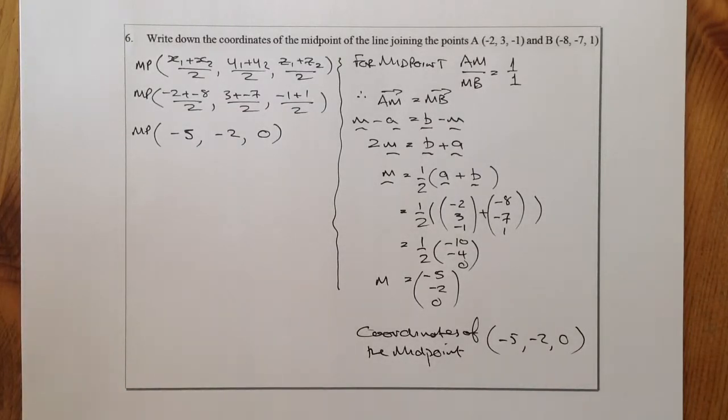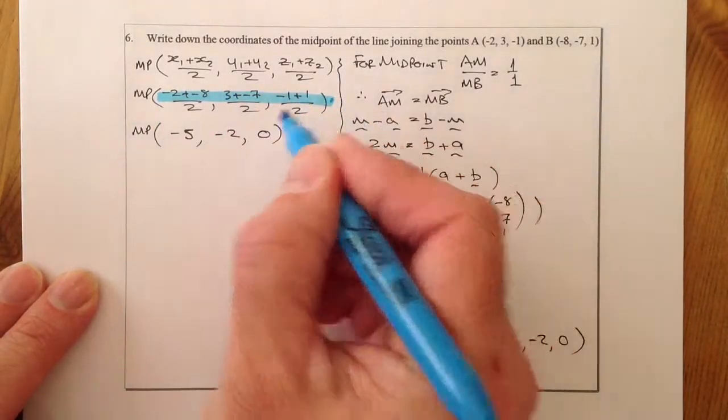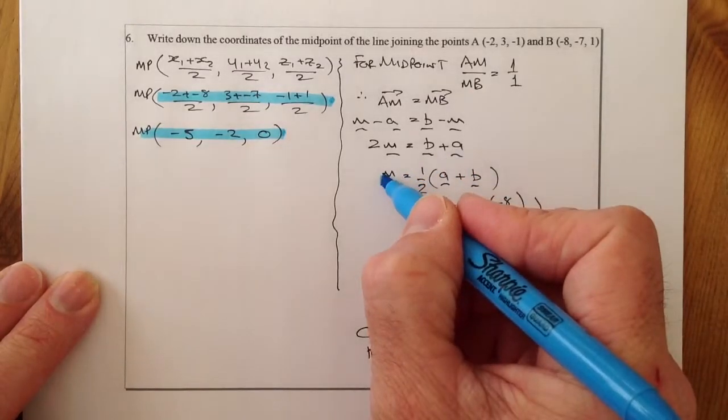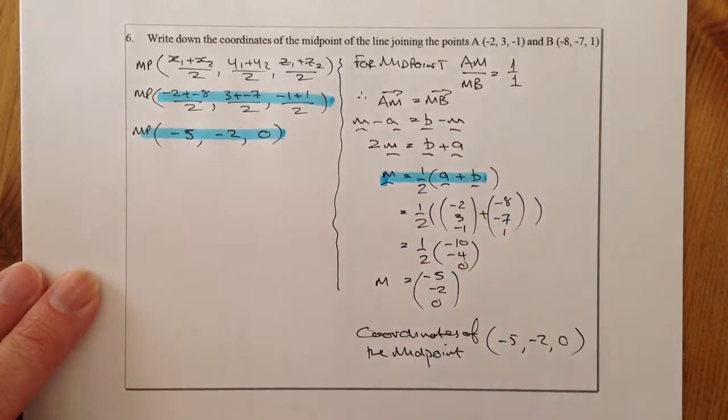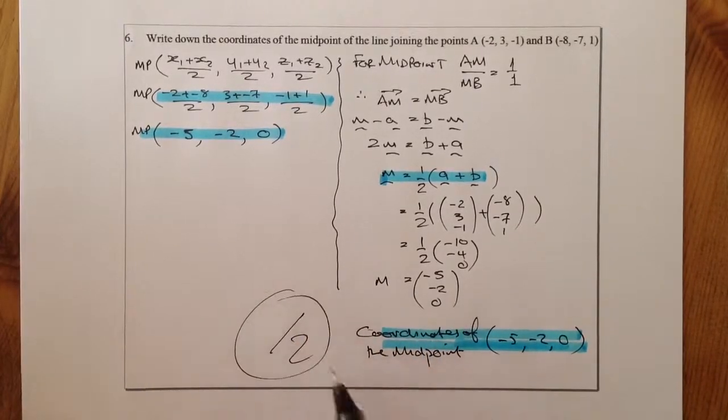So for this one here, I'm going to be a bit generous and give 2 marks. I'll give 1 mark for setting this out, 1 mark for getting the coordinates. For in here, I'll give 1 mark for this formula here, and 1 mark for getting the coordinates. So this is just out of 2, depending on which way you approach it.